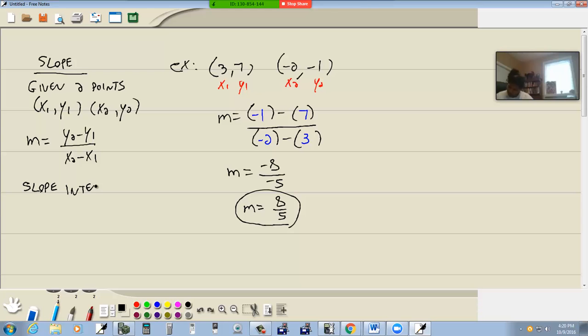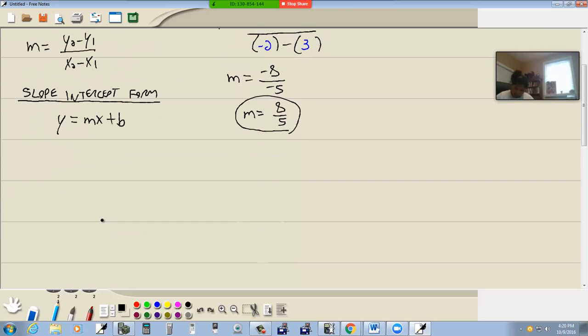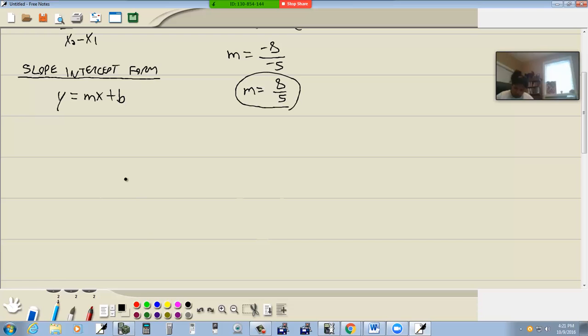Now we have something called slope-intercept form. And that's when it looks like this. We've got y is equal to mx plus b. You could equally have f of x equals mx plus b. Now if you have it in this form, whatever number's in front of your x, that's your slope. So your m is your slope. And your number at the end, the b, is your y-intercept.